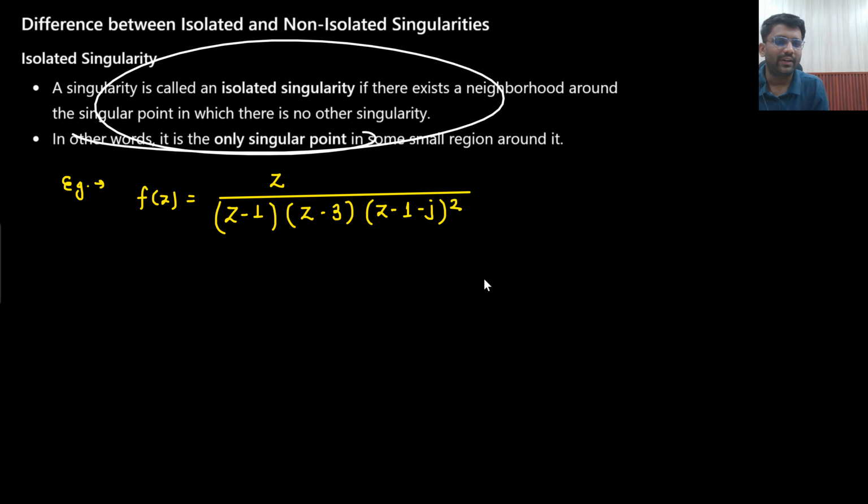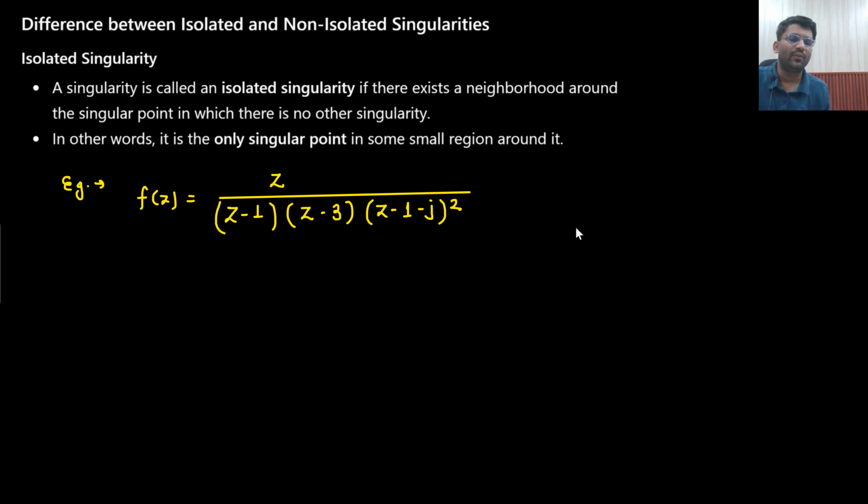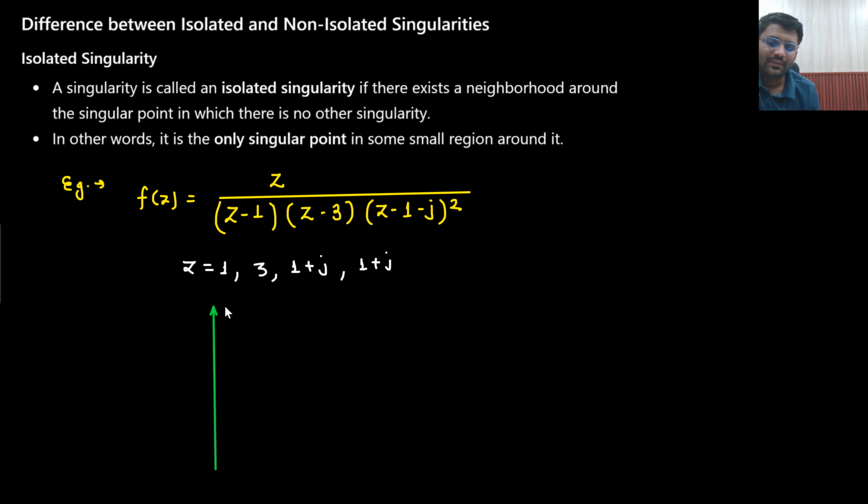So we will read the theory later on, but let's find out the singularity of this function. What all are the singular points? Sir, denominator, you need to make the function tending to infinity. So put the denominator equals to 0. You know that sir, singularities are coming z equals to 1, z equals to 3, z equals to 1 plus j and 1 plus j again, because power 2 is there. So these are the four singular points.